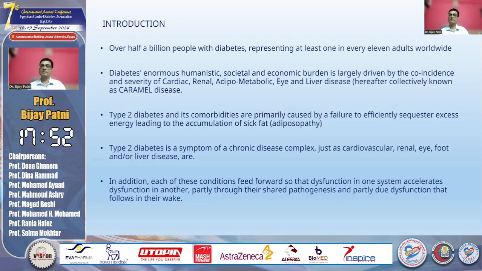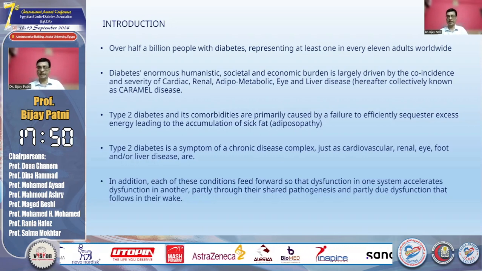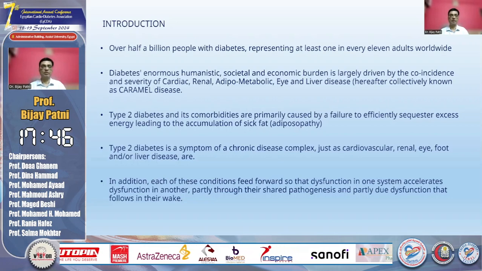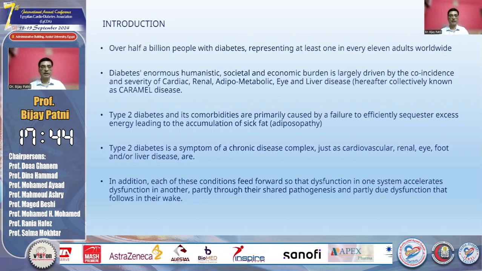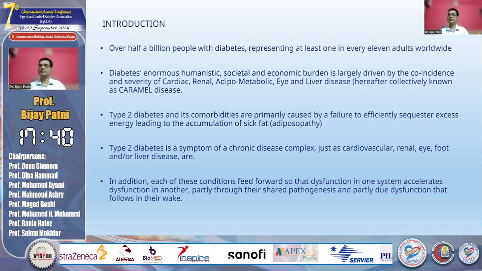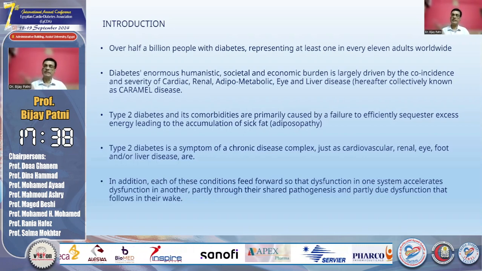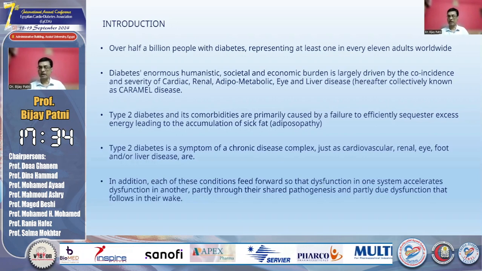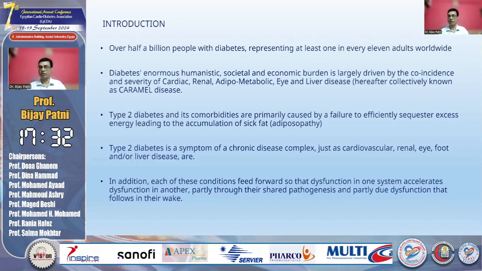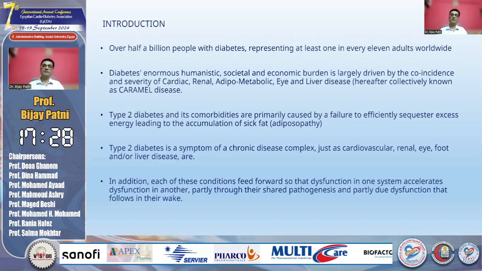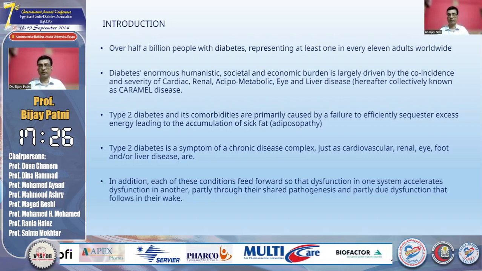Type 2 diabetes is a symptom of a chronic disease complex, just as cardiovascular, renal, eye, foot, and or liver disease are. In addition, each of these conditions feeds forward so that the dysfunction in one system accelerates the dysfunction in another, because they share a common pathogenesis, they have a common soil hypothesis, and also partly due to the dysfunction that follows in their way.